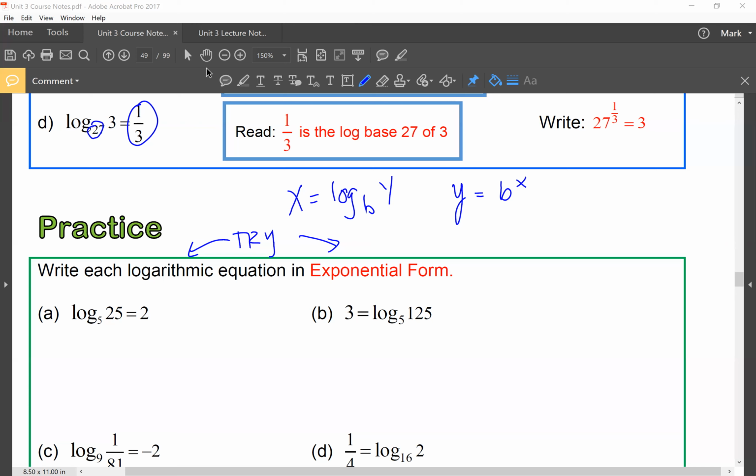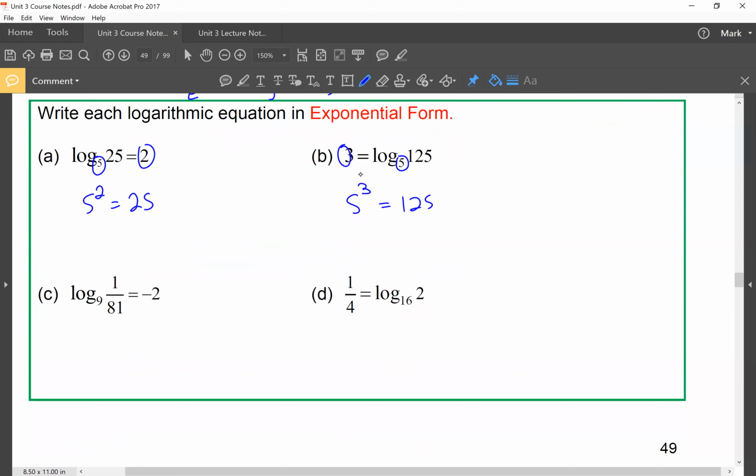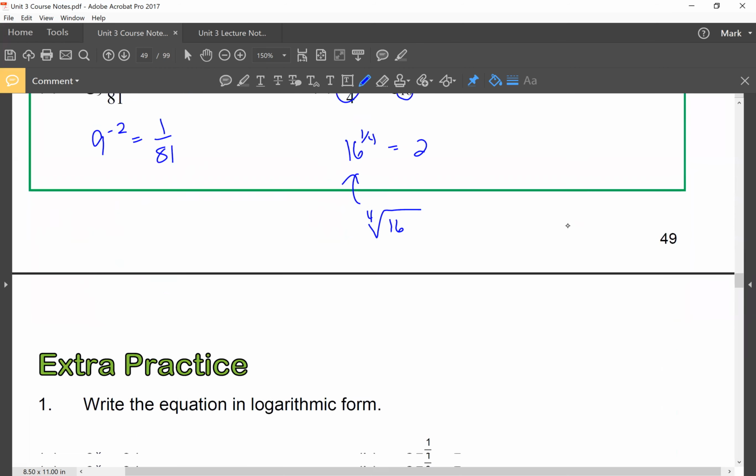Okay, so pretty straightforward. 5 squared is 25. What about B? So 5 cubed is 125. That's it. There's no calculating here, nothing to it. It's just rearranging these equations. 9 to the minus 2 is 1 over 81. 16 to the power of 1/4, which is interesting because we just did this, is 2. Just a little hint, that is the same thing as this. But you don't need to write that. But just a reminder of what we just did.